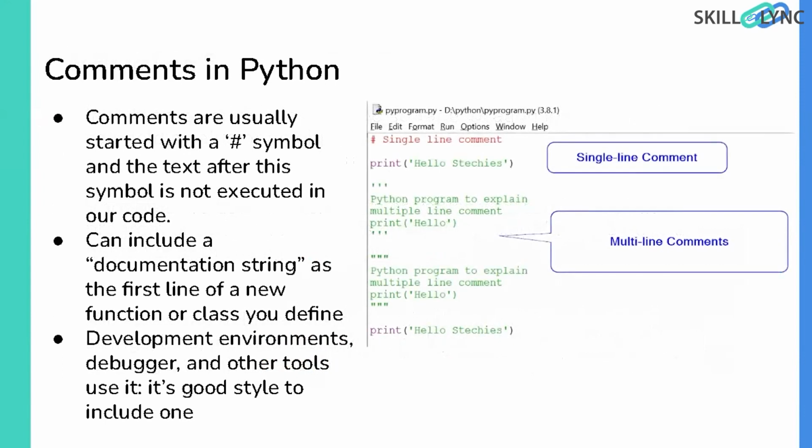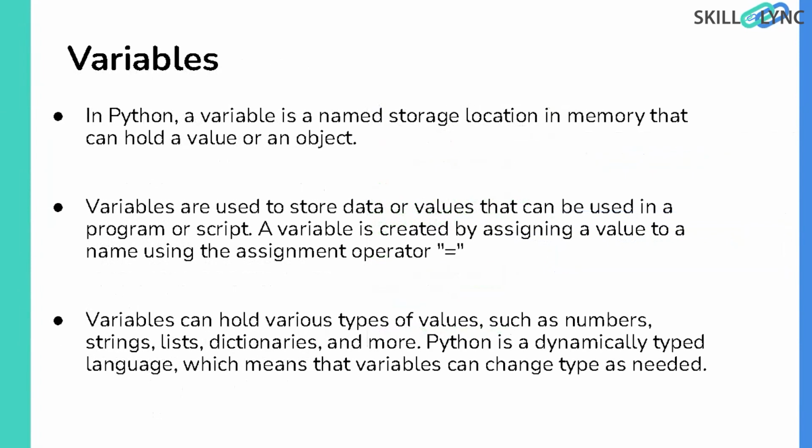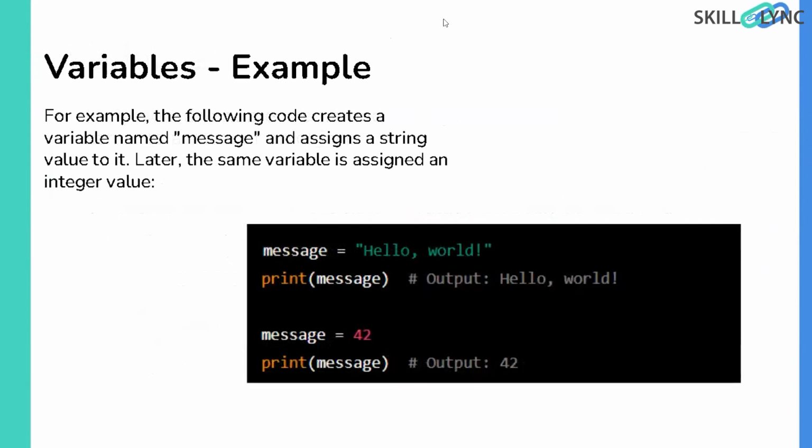This is what I was talking about: single line comment, multi-line comment. All right, so guys, can you tell me what is the symbol for a single line comment? Okay, Venkatesh Reddy says it's hash, great. So for multi-line, guys. Okay, triple quote, great.